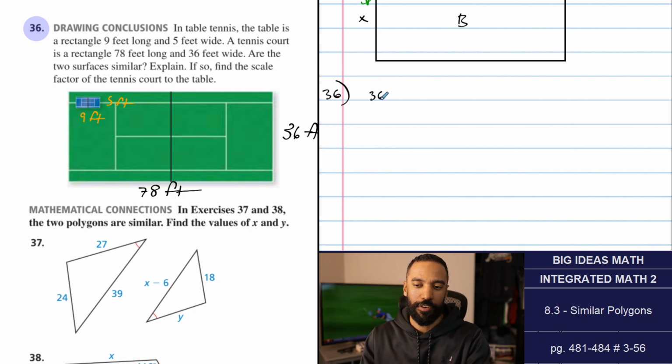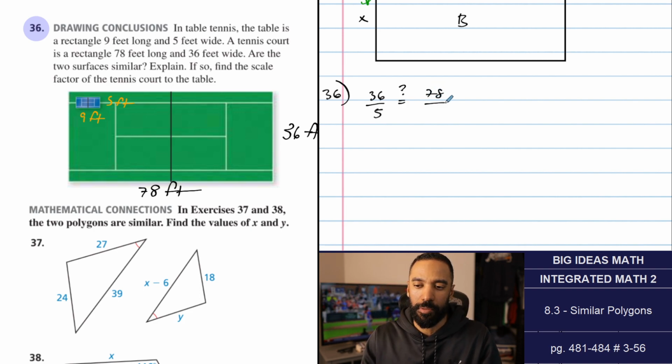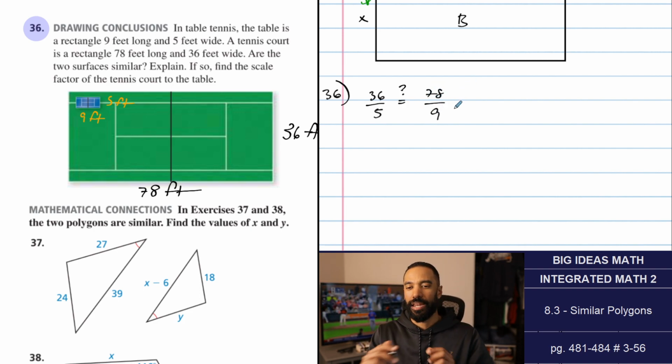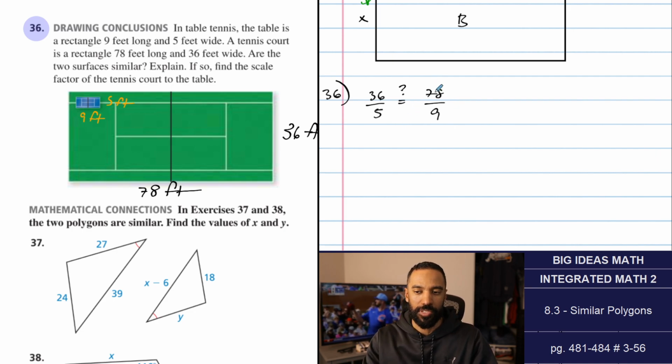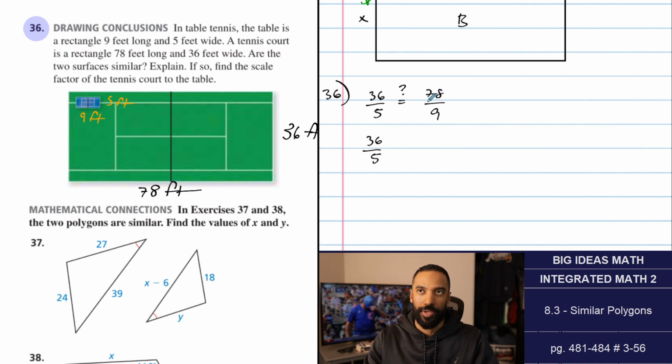But let's see, let's do the enlargement. Does 36 over 5 equal the same thing as 78 over 9? And remember, those are the parts that you would compare in that way. Now, 36 over 5 cannot be reduced. 78 over 9 can be reduced, but not to what you want. If you divide these by 3, you get 26 over 3.